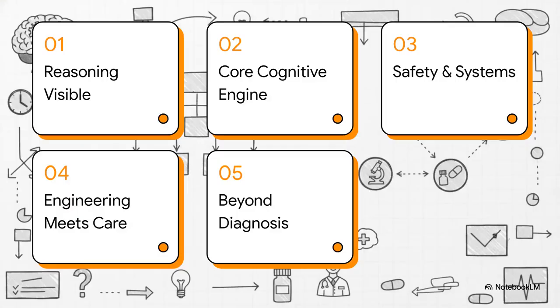Here's our roadmap for today's explainer. 1. Making reasoning visible. 2. The core cognitive engine. 3. Safety and systems thinking. 4. Engineering meets clinical care. And 5. Beyond single diagnoses. Basically, we're embarking on this massive micro-to-macro shift, moving all the way from a single doctor's isolated thoughts right up to complex systemic safeguards.